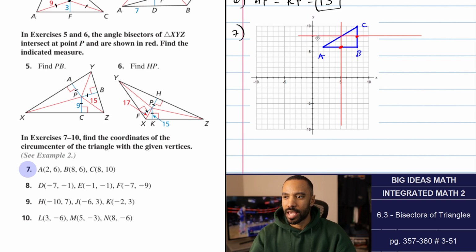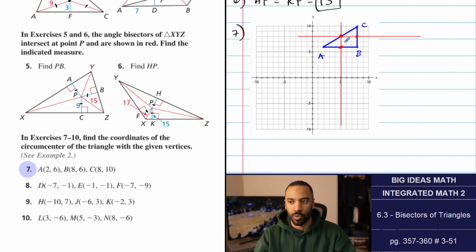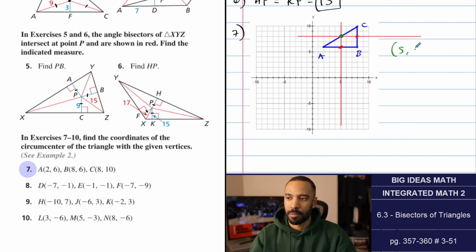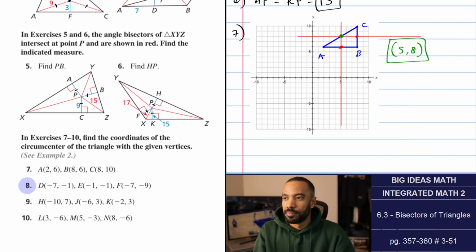So where these two intersect is the point of concurrency, which is right there. It should be on the triangle, which is also the midpoint of segment AC, and I don't need to draw the third one. Doesn't matter where it draws perpendicularly. The point is, this is the circumcenter right here. Now that actual location is (5, 8). So (5, 8) is the location of the circumcenter for that problem. Okay, number 8.